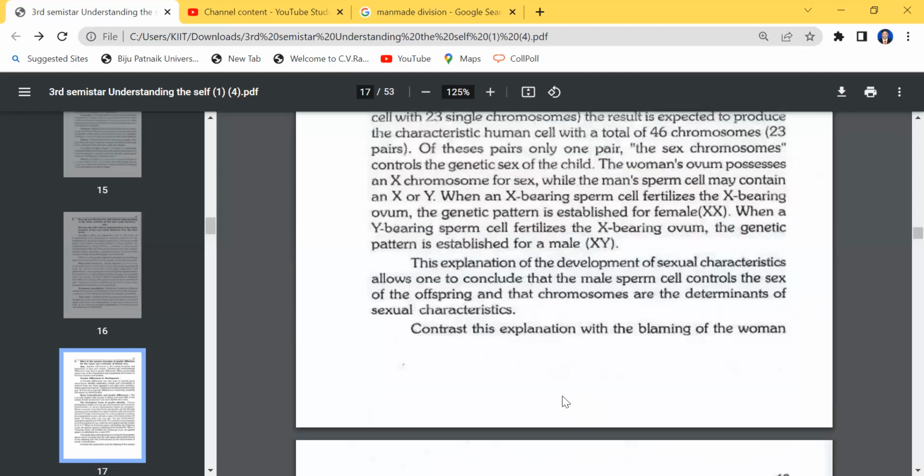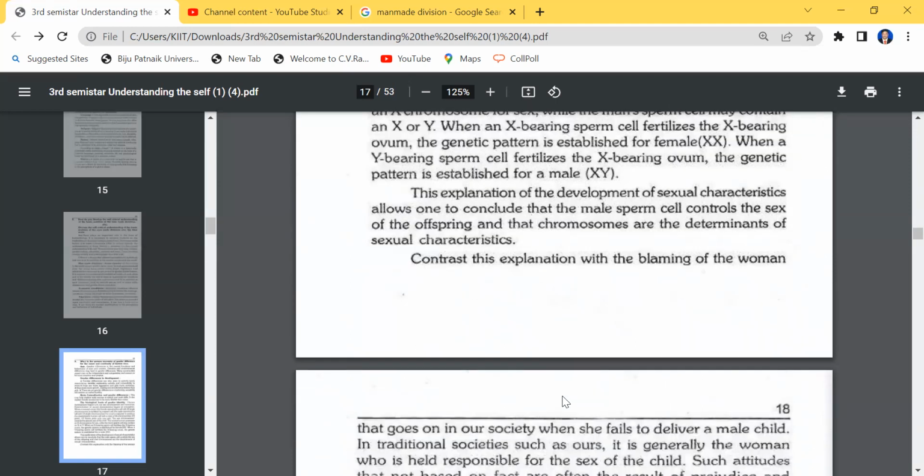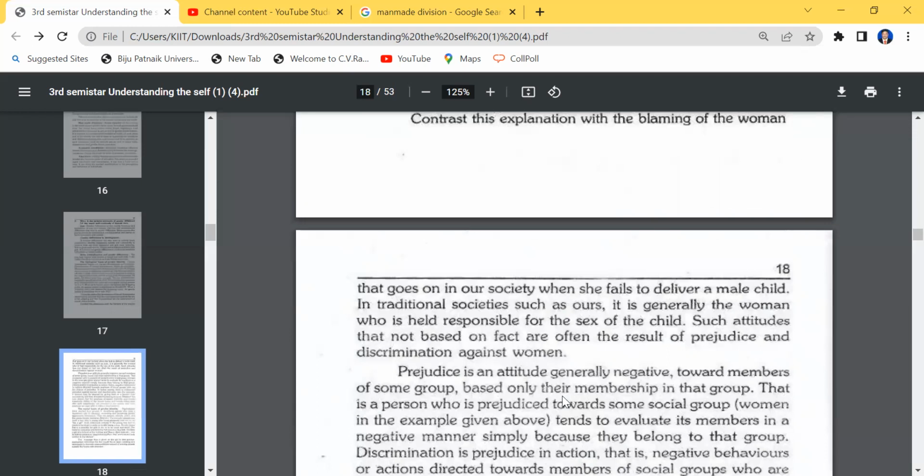This explanation of the development of sexual characteristics allows one to conclude that the male sperm cell controls the sex of the offspring and that chromosomes are the determinants of sexual characteristics. This explanation conflicts with the blaming of women that goes on in our society when she fails to deliver a male child in traditional societies such as ours. It is generally the woman who is held responsible for the sex of the child. Such attitudes, not based on fact, are often the result of prejudices and discrimination against women.